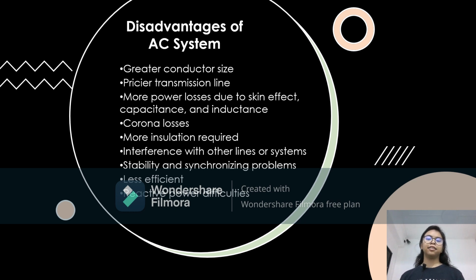AC transmission lines interfere with other communication lines. There are stability and synchronizing problems in an AC system. An AC transmission system is less efficient than the DC transmission system. There are difficulties in controlling the reactive power.